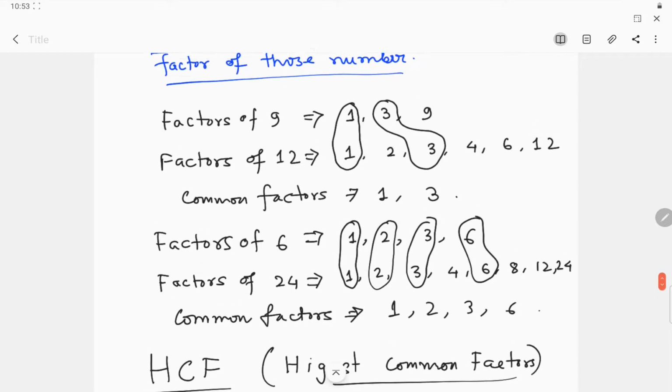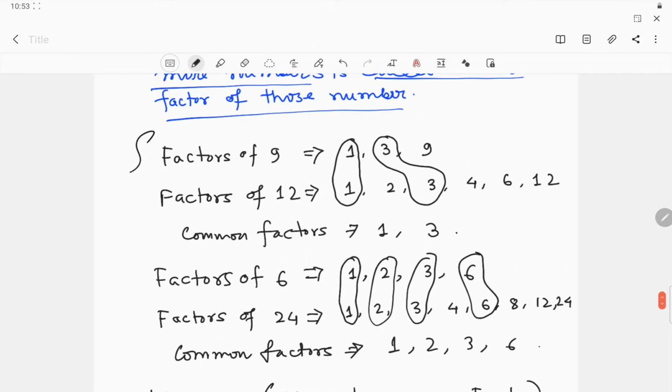Similarly, if I take this example, HCF of 9 and 12, what will be your answer? Since the common factors are 1 and 3, and 3 is the highest one, the HCF of 9 and 12 will be 3, right?